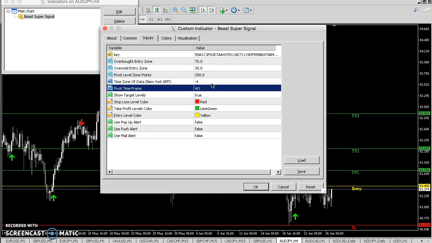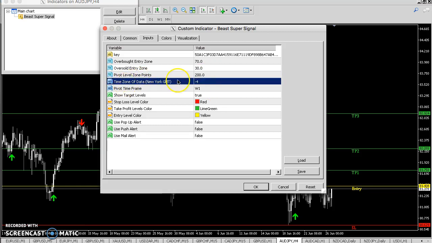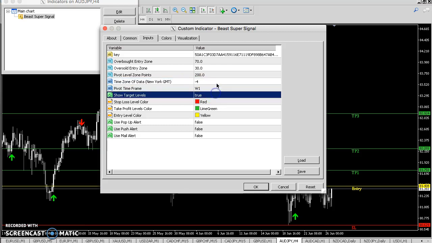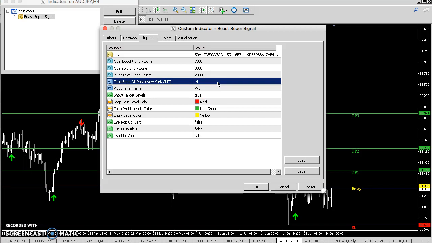It's up to you. This is quite important, guys, the time zone of data. The pivots are calculated based on the close of the New York session and in relation to GMT. So you need to check with your broker what the time difference is from New York to GMT. At the moment, New York time is minus 4 hours from GMT, but during daylight savings between the US and GMT, this does change. So you just need to update it on those occasions.